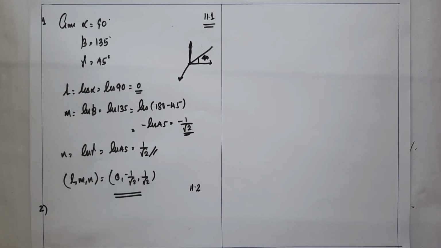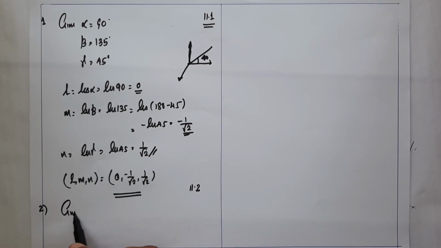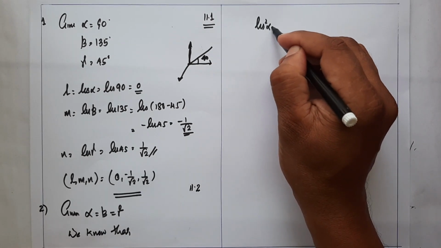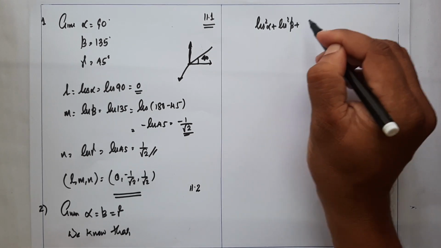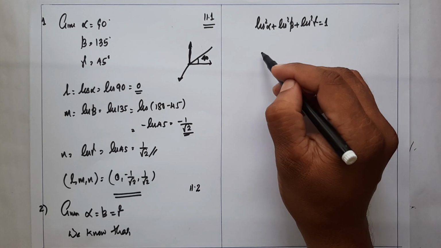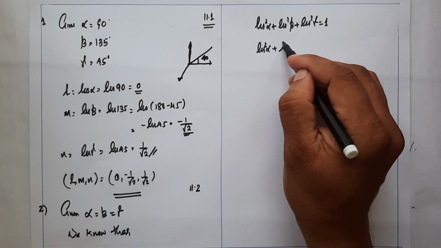Find the direction cosines of a line which makes equal angles with the coordinate axis. The condition given is that alpha, beta and gamma are equal. Using this condition we find the direction cosines. You already know the relation connecting the direction cosines: the sum of the squares of the direction cosines, cos square alpha plus cos square beta plus cos square gamma, is equal to 1.